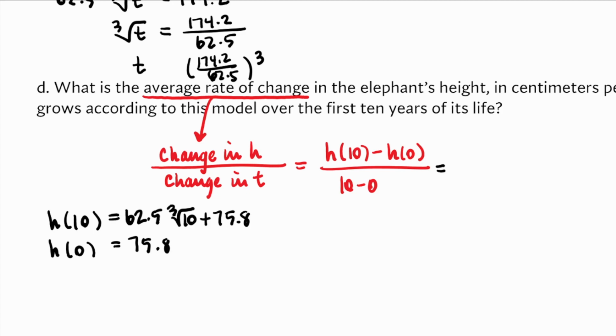Okay, so I guess we could just plug in on this formula. If you had a decimal number for this, you could then use the calculator to do that number minus 75.8 and then divide by 10, but I'm trying to do this without a calculator. So if I take h of 10 and subtract h of 0, I'd lose that 75.8, so I'd get 62.5 cube root of 10 divided by 10 minus 0. I could divide by 10, and if I'm already working with decimals anyway, I might just call that 6.25 cube root of 10. And that would be the average rate of change in centimeters per year, an exact value that you could come up with on your own without using a calculator.